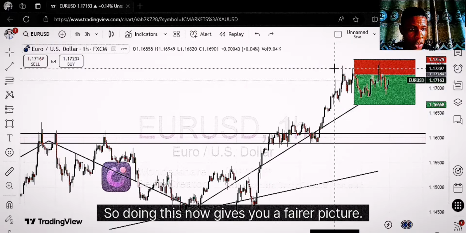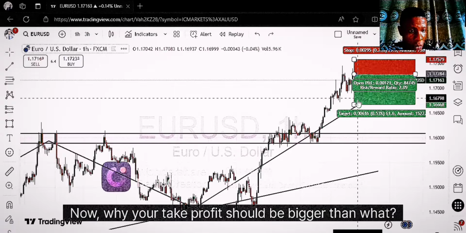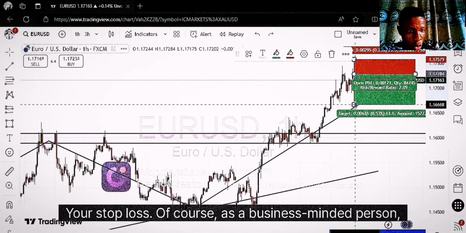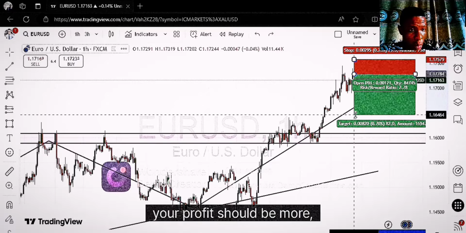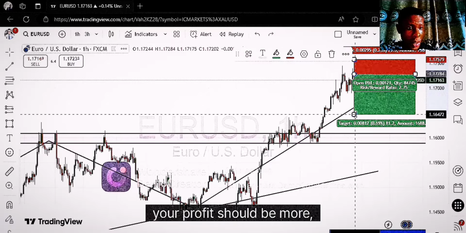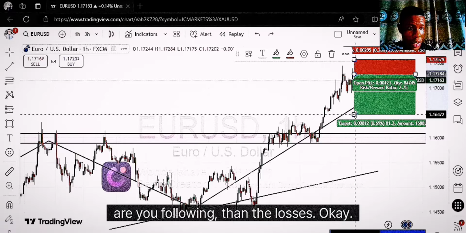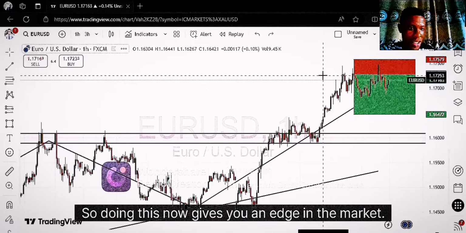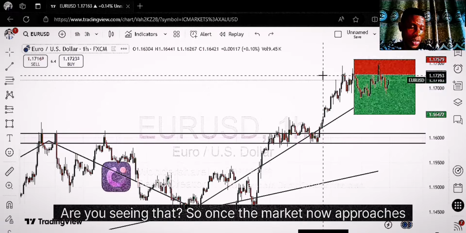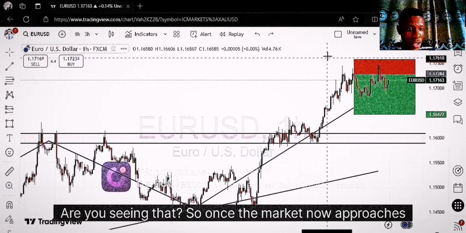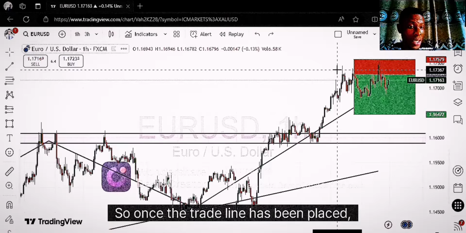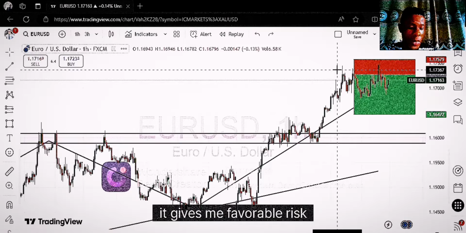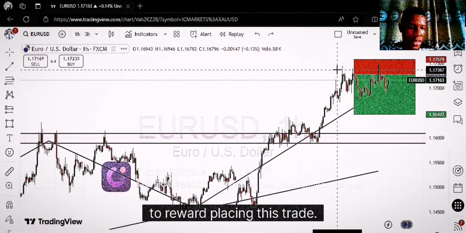So doing this now gives you a clearer picture. Then why should your take profit be bigger than your stop loss? Of course, as a business minded person, your profit should be more than the losses, are you following? So doing this gives you an edge in the market. Are you seeing that? So once the market approaches this resistance level, I can easily place my trade. Once the trade is placed, it gives me a favorable risk to reward.